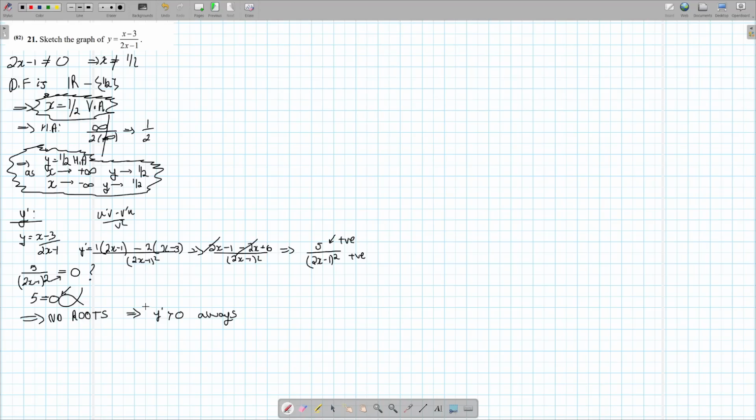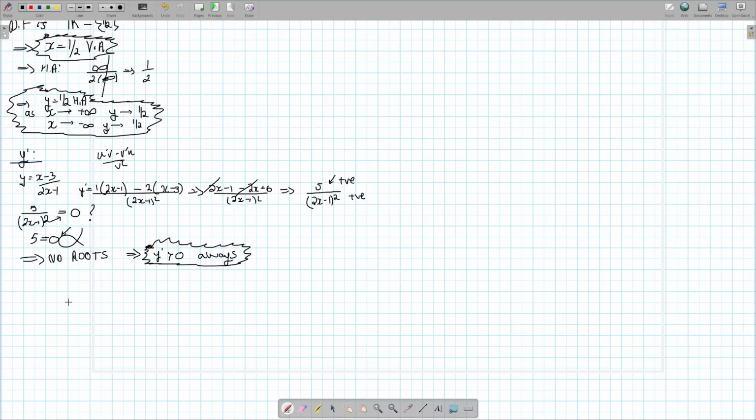Okay, what does this mean? We have no stationary points and we have an increasing function all the time. Okay, we finished with y prime. Let's continue to y double prime. This is to check concavity.